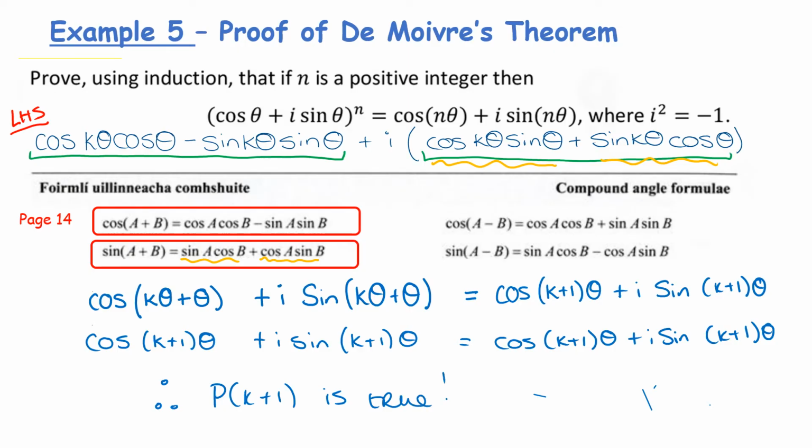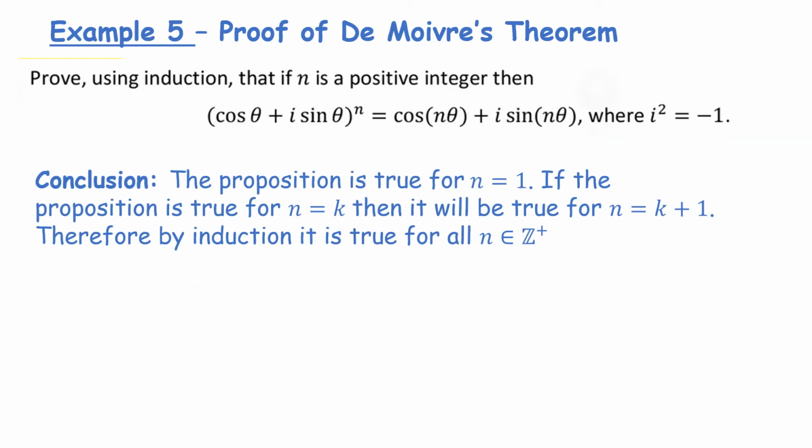Okay, and then we just have our conclusion. So the proposition is true for n equals 1, and if the proposition is true for n equals k, then it'll be true for n equals k plus 1. Therefore, by induction, it is true for all n element of Z plus, which are positive integers, which is what they said in the question.